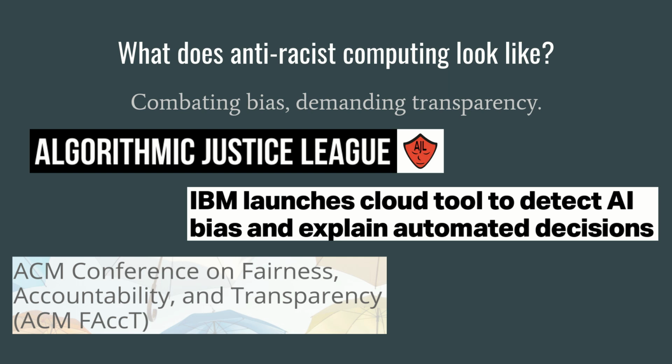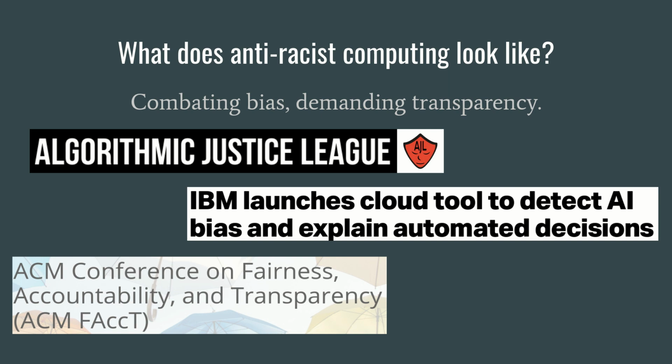And another way that we can work toward anti-racist computing is identifying bias, combating that bias, and demanding transparency from companies. One of the, I think, neatest ways that this is being done is the Algorithmic Justice League, which offers audit services to companies. They have put forward a pledge for companies to engage only in ethical behaviors in terms of some of the machine learning algorithms that are being developed and how they're being used.